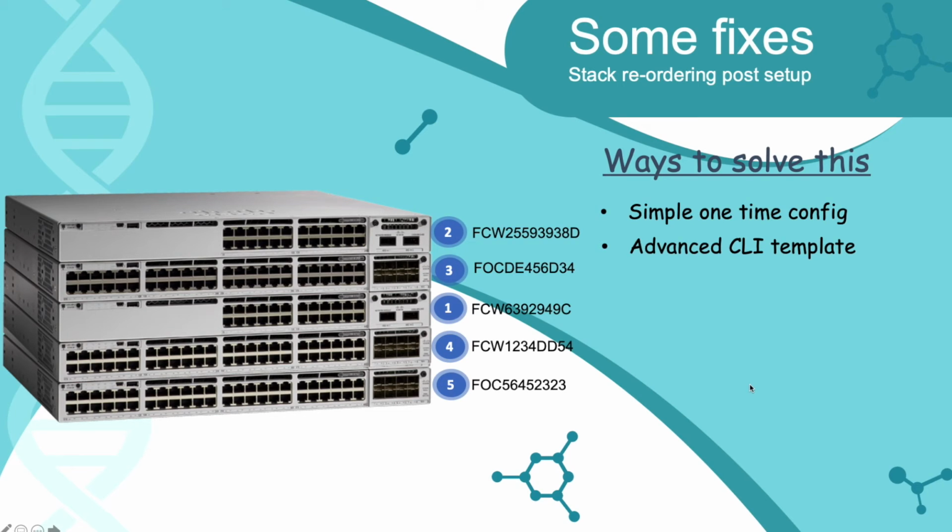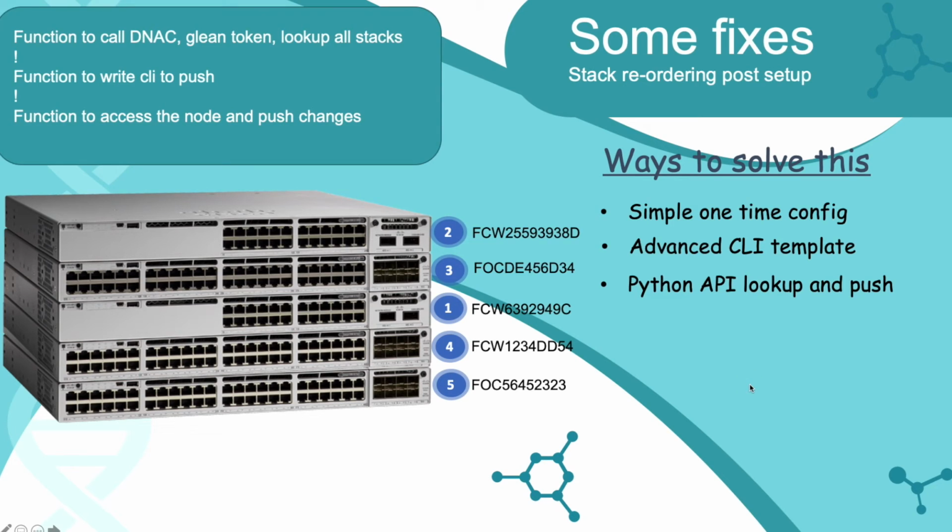What else? Oh yeah, there's more options. Of course, there's more. You could use a Python API to look up the switch and then do a push of that same configuration. Write a function to do an API call to DNAC, get a token, look up the stacks, and then write the same CLI and push it, and then access the node using something like SSH. I can't remember the import we use for SSH, Paramiko or pexpect. But then you're deviating away from doing everything with DNAC to just adding more tools to make it more complex.